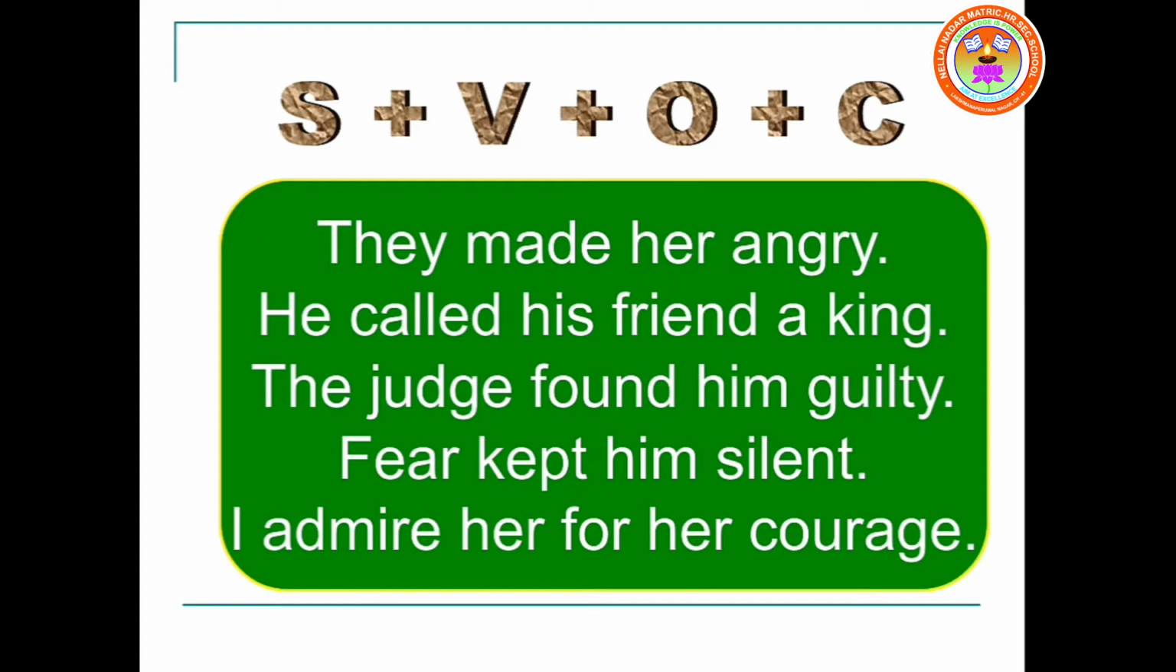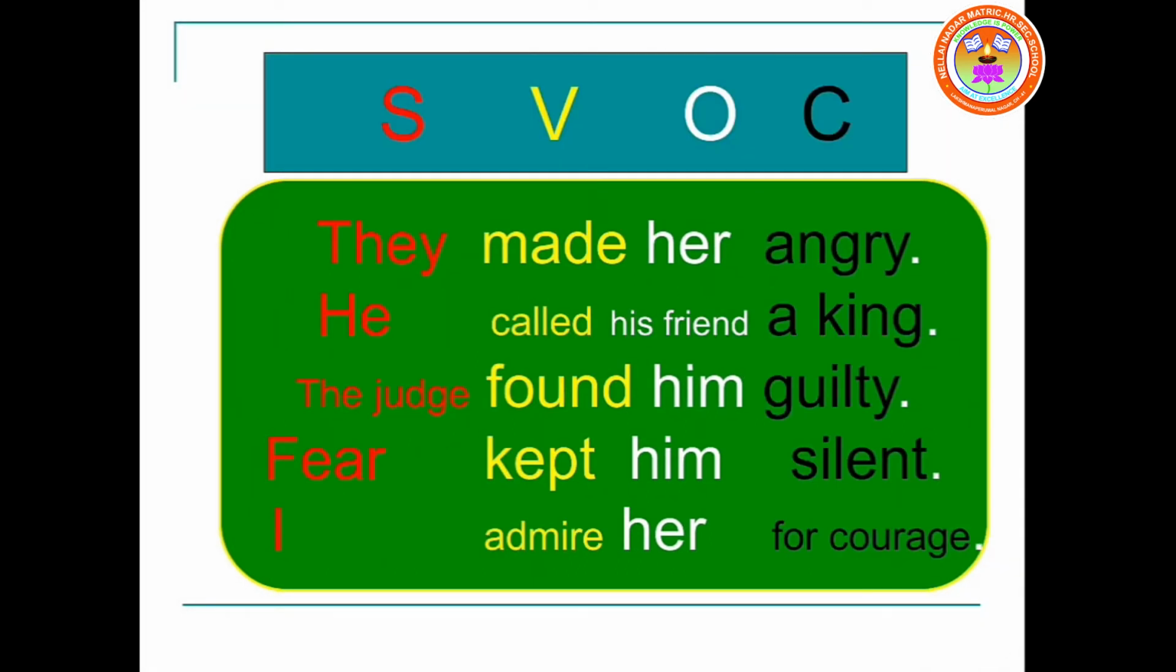We have a rule to remember. After the words make, made, call, called, find, found, keep, kept, admire, admired, we will get object plus complement formation. Examples: They made her angry. He called his friend a king. The judge found him guilty. Fear kept him silent. I admire her for courage.